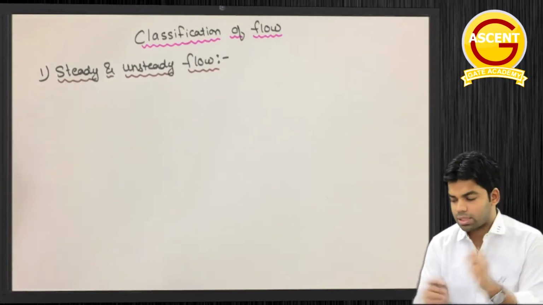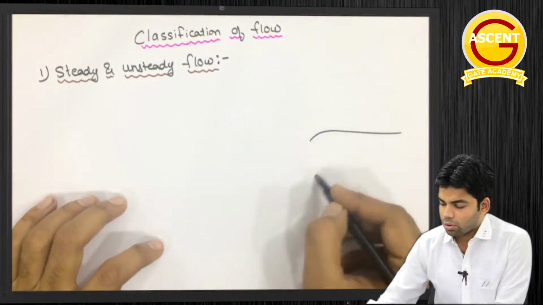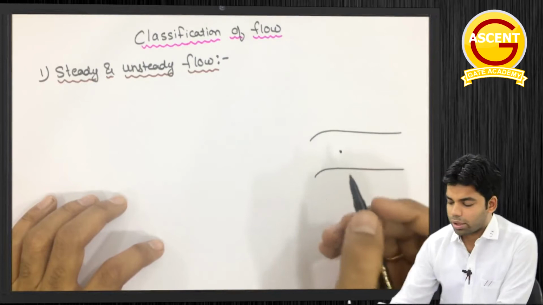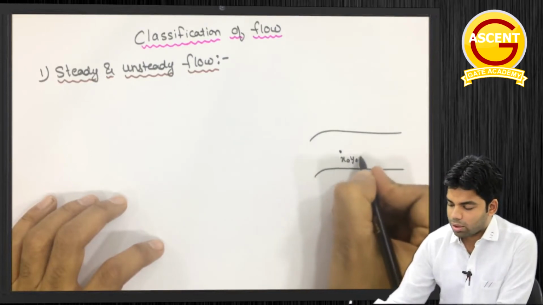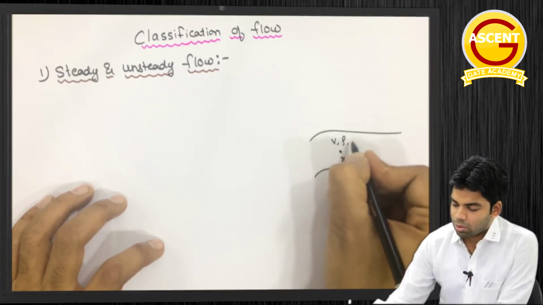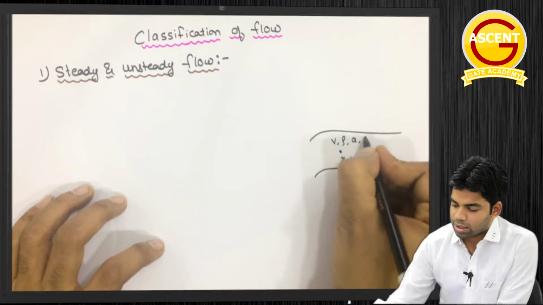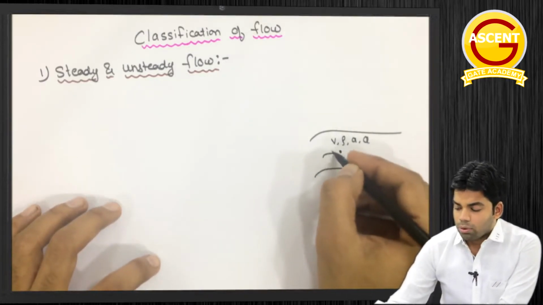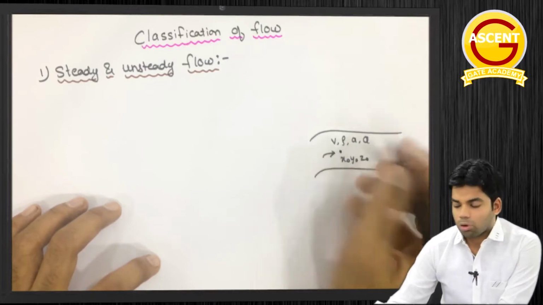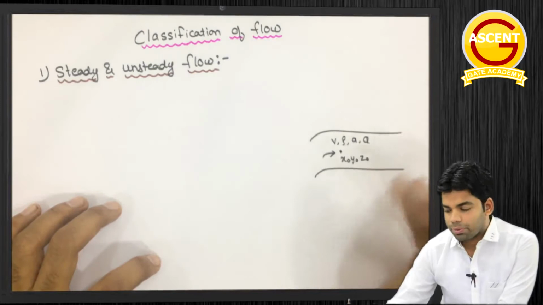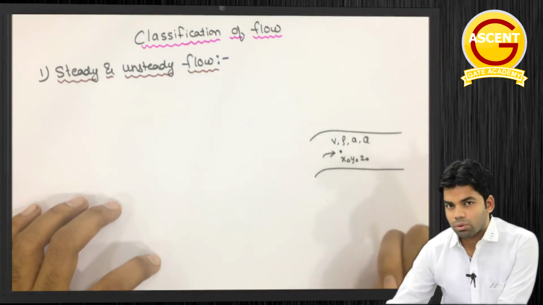Now what does this mean? This means suppose this is our flow, and at any particular space coordinate, suppose x naught, y naught, z naught, suppose the velocity at this particular point is v, density is rho, acceleration is a, and discharge is suppose q. Now throughout the flow at this particular point the properties will remain the same. The density will be rho throughout the flow, velocity will be v throughout the flow, and so on.